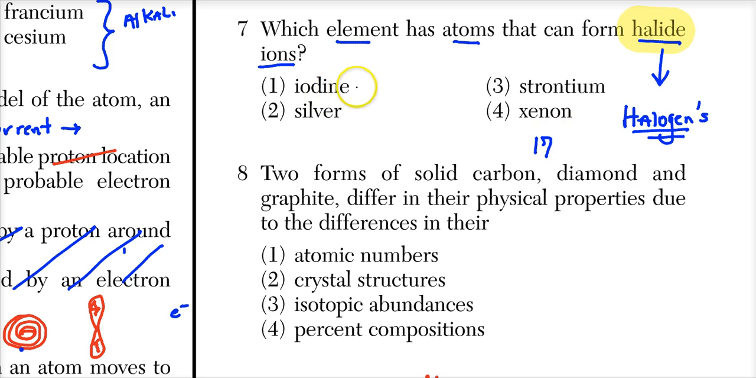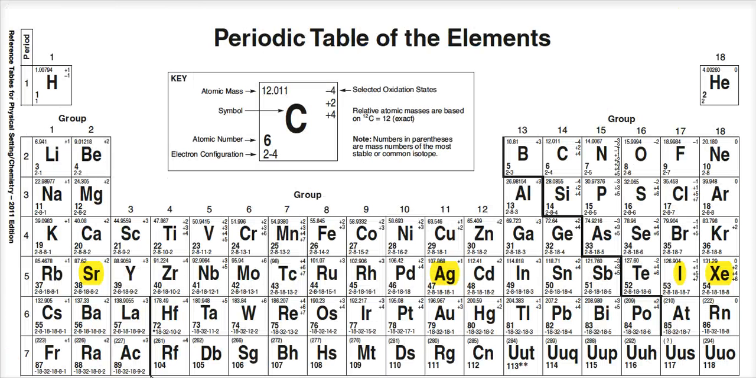So you've got iodine, silver, strontium, and xenon. Let's go to the periodic table. Our 4 elements are strontium, which you should know is an alkaline earth metal in the same family because of the same number of valence electrons, 2. We have silver, which is a transition metal. We have iodine, there's our group 17, that's your halogens. And of course we have xenon, which is part of the noble gas family.